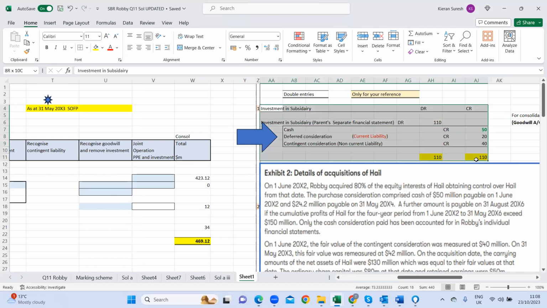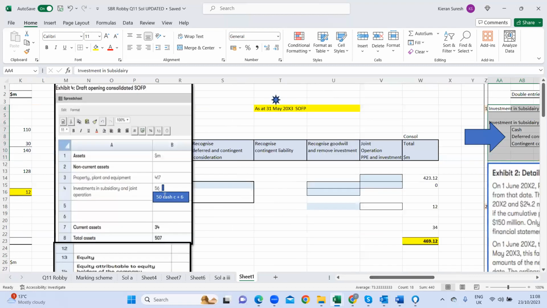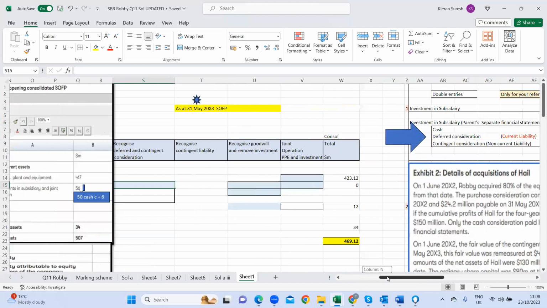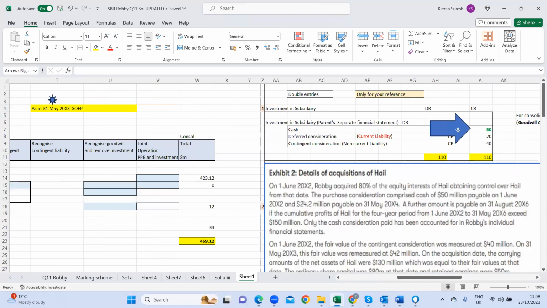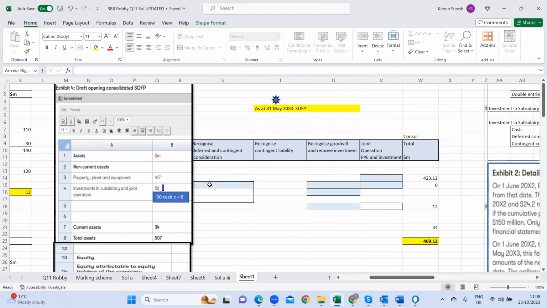I'm going to do them on the individual financial statements first, so that I can get the right amount of the investment, because they only partially recorded the investment cost. With these individual financial statements, I do not have to record this 50. This 50 is already there within 56, but I need to record the 20 and the 40. Let me do the 20 first, which is the deferred consideration. I've added 20, which is deferred consideration.